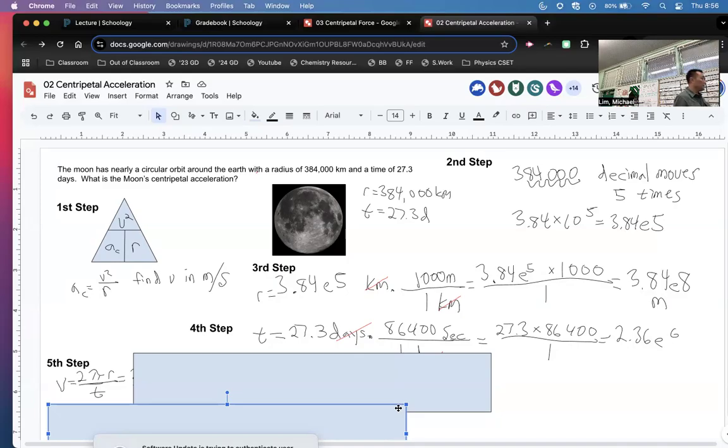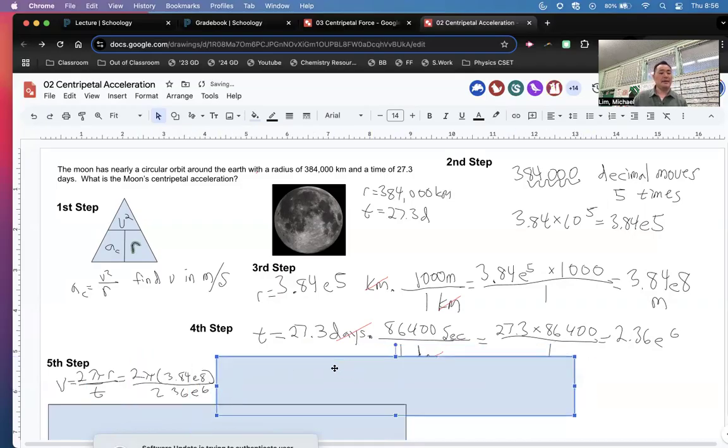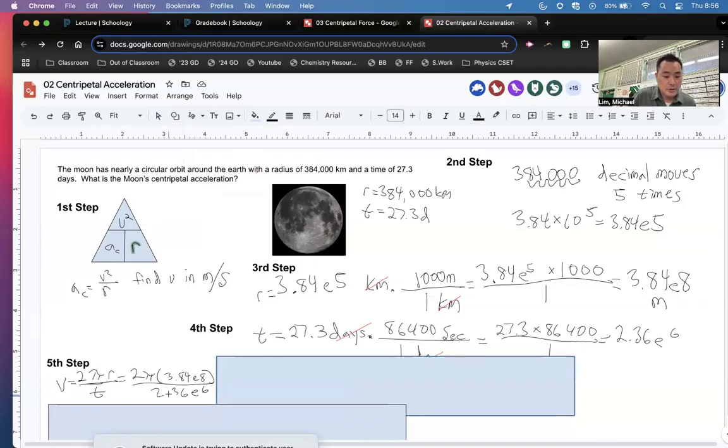But we know r and we know t. So it's just algebra. We plug in. It's going to be 2 pi, parentheses, 3.84 E8, right? Natalie found that for us. Divided by 2, missing a decimal there, 2.36 E6. Elijah found that one for us.